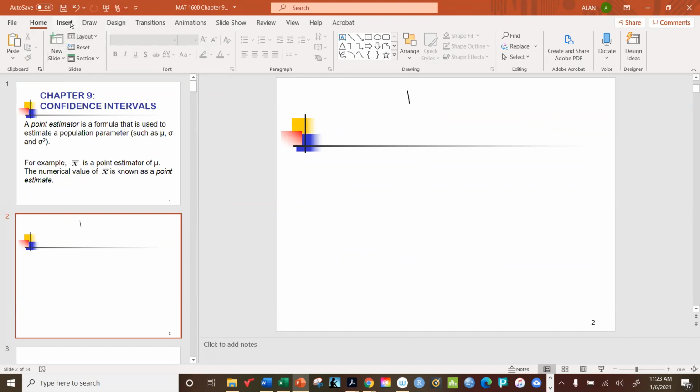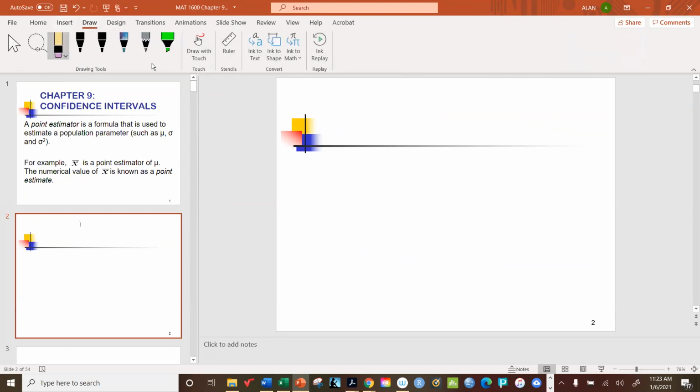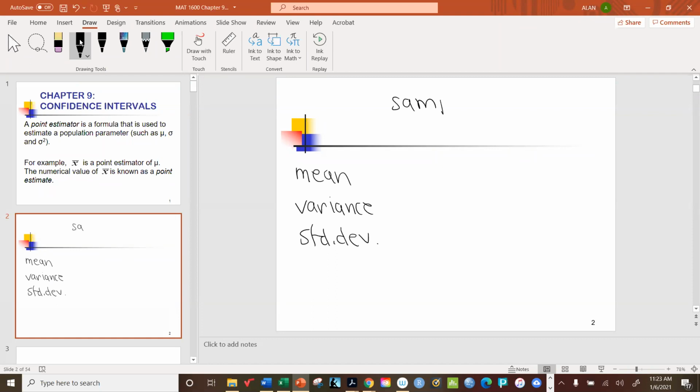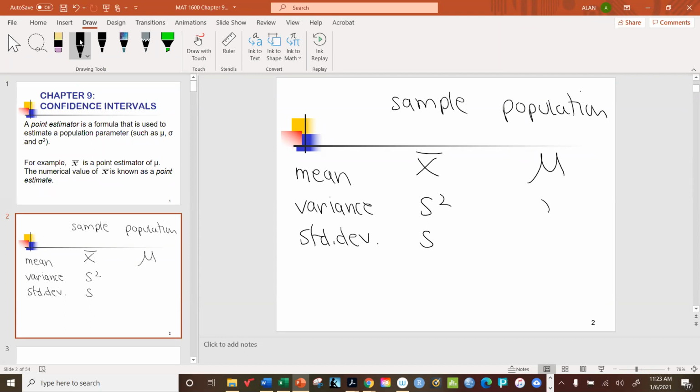Actually, let's write it like this. Three of the most important summary measures of a sample or a population are the mean, the variance, and the standard deviation. So when it comes time to calculating these for a sample, we use the Roman letters x bar, s squared, and s. For a population, we have mu, sigma squared, and sigma. Okay, so nobody has forgotten that.